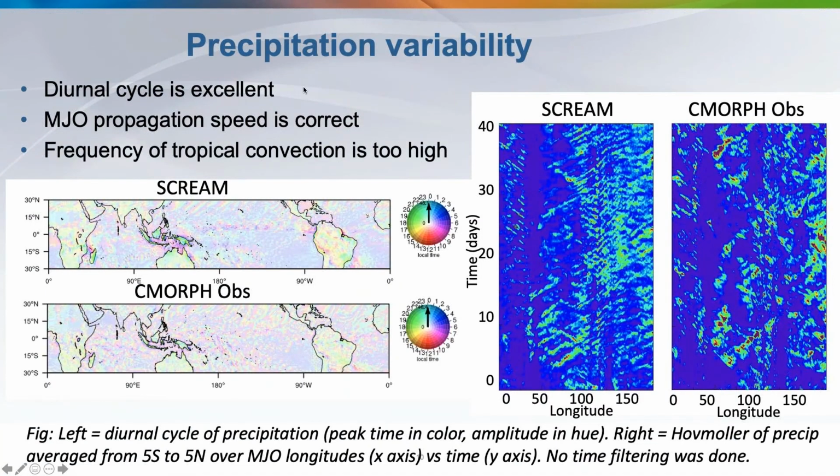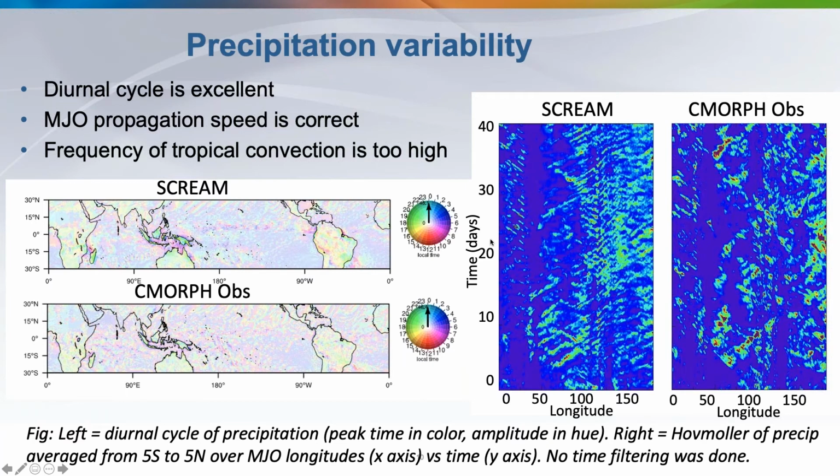Another thing that's really exciting is precipitation variability. And so in particular, the diurnal cycle, which is shown on the left-hand side here, is amazing. So this plot here, of course, showing the tropics, and the different colors represent different times of day for the peak precipitation. And then the intensity of the color, the hue, is giving you a sense of the magnitude of the diurnal cycle. And so SCREAM looks almost indistinguishable from the CMORPH observations.